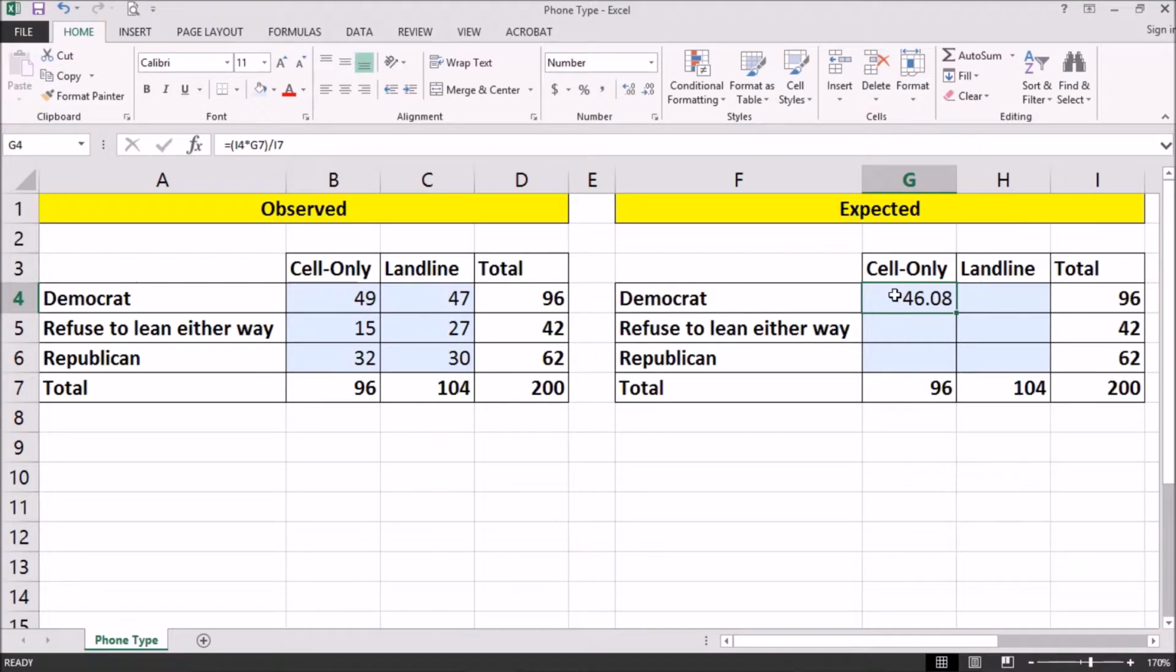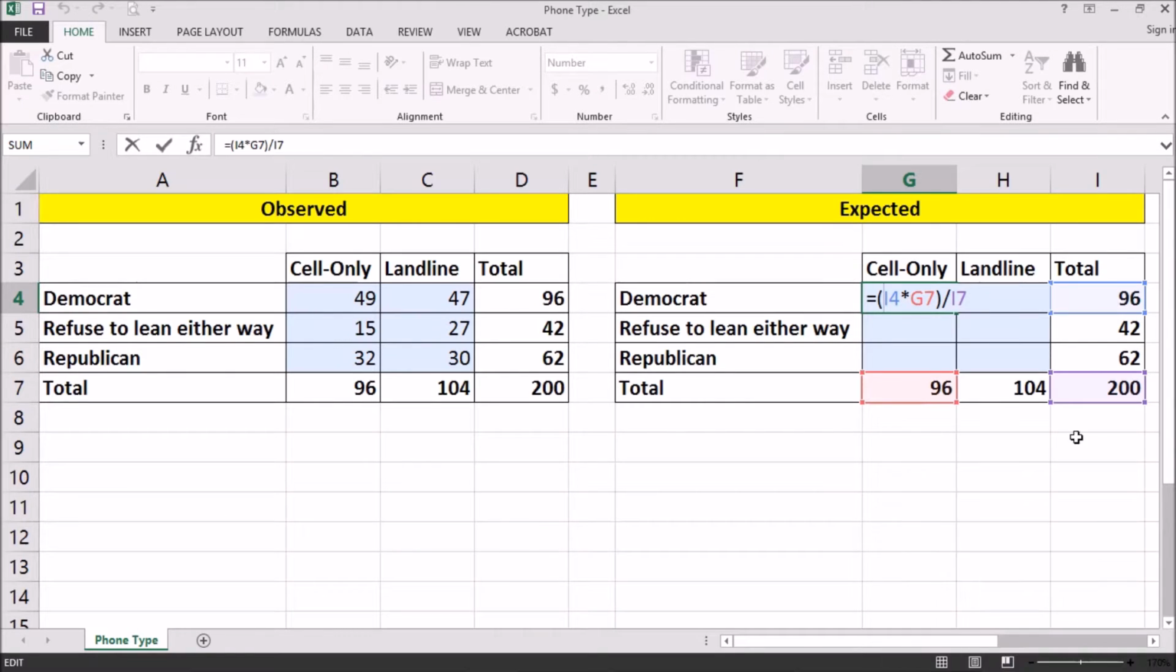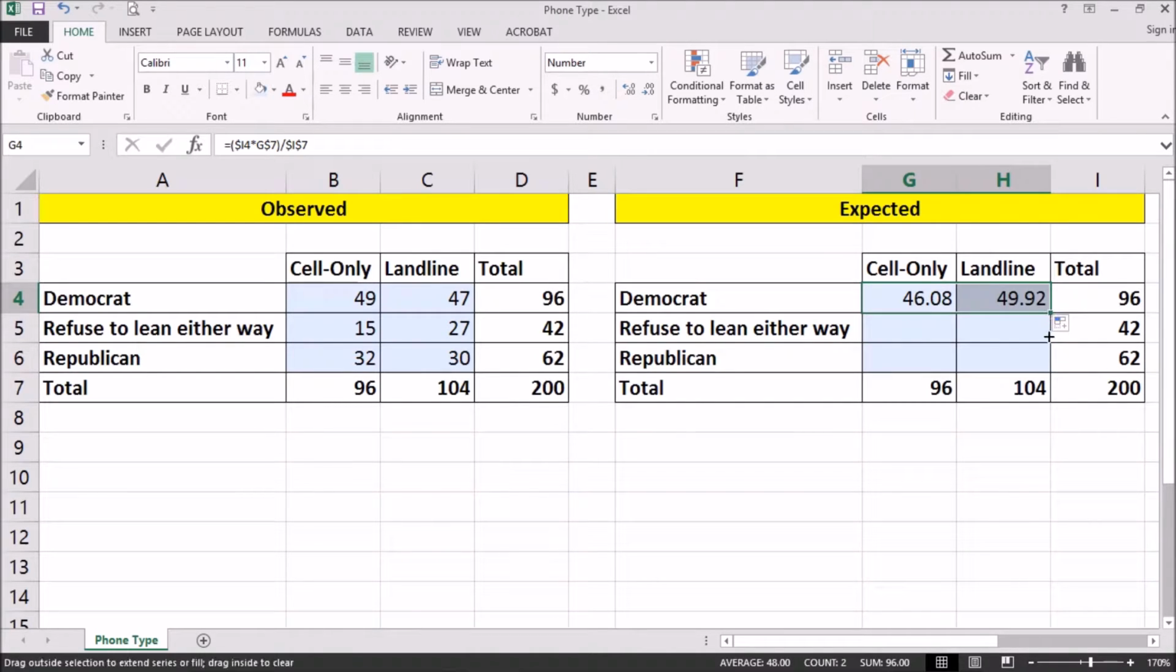For this cell, we can use absolute referencing in Excel. We want our row totals to remain in column I and our column totals to remain in row 7. So we'll put dollar signs in those respective places, and we don't want our total to change locations, so we put that on each side of the I and the 7. Now we can drag this formula through our table to come up with the rest of our expected values.